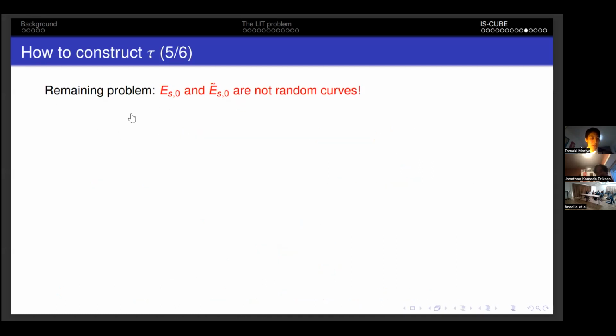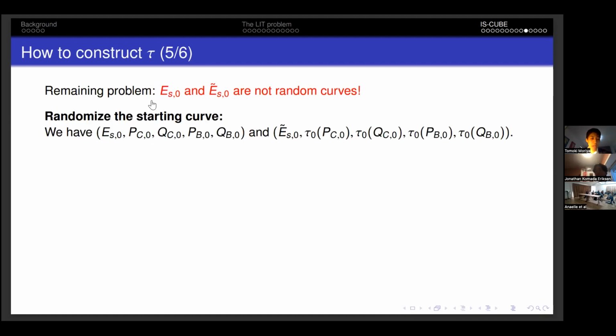But there is still a problem. The problem is that E_S0 and tilde E_S0 are not random curves, because they are generated by gamma. It is an endomorphism of the curve with j-invariant 1728. So we don't want to use these curves. So I need to explain how to randomize these curves.